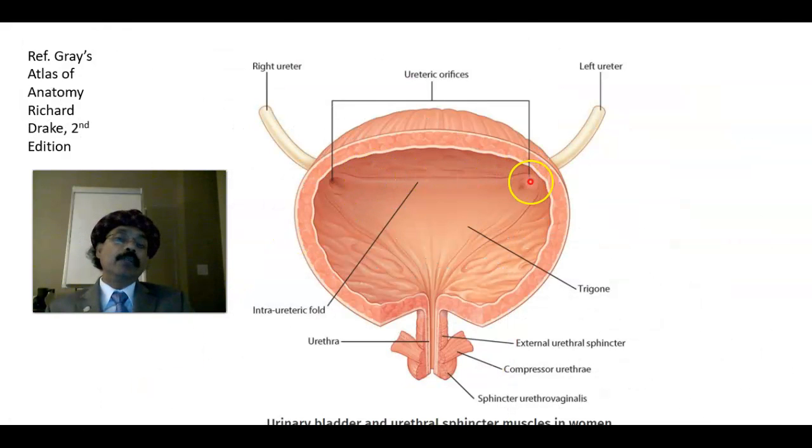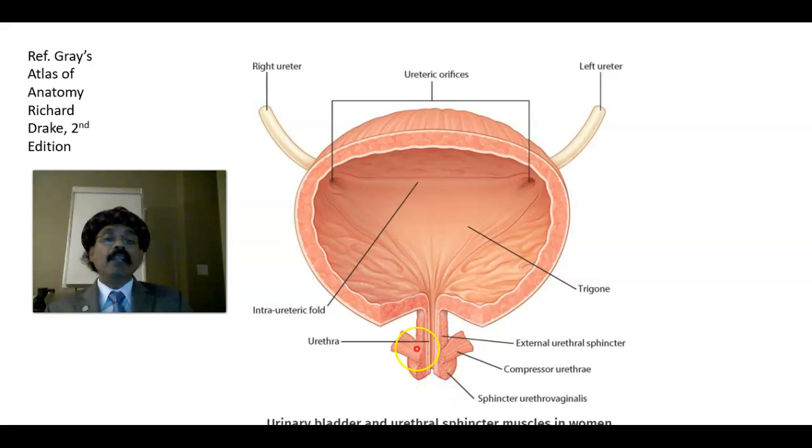We got the trigone here, one opening, ureter enters the bladder in an oblique fashion. This obliquity inside the wall of the bladder acts as a sphincter for the ureter. This is the internal urethral meatus.